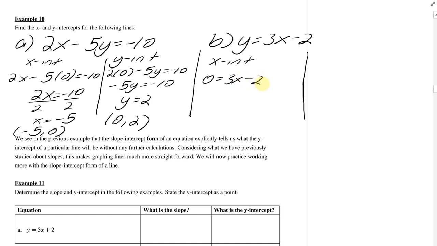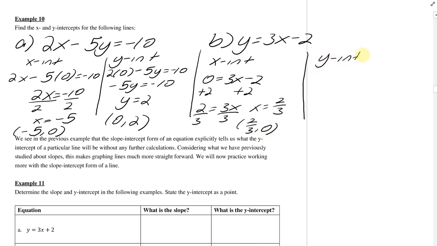Now in this case, this is slightly more tricky, right? Because I've got to actually go through a little more work. So I'll go ahead and just add 2 to each side. So I get 2 equals 3x. Divide each side by 3, and I get x equals 2/3. So it's a little more work to figure that out, but same ideas. It's 2/3 comma 0.